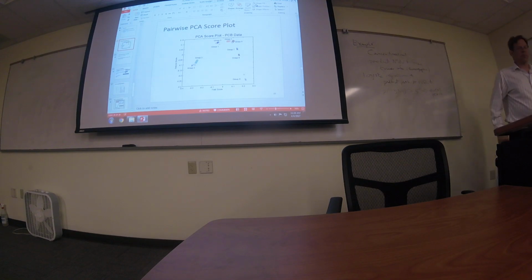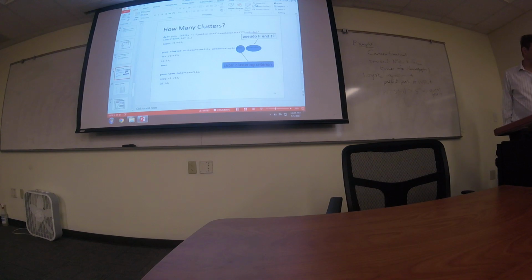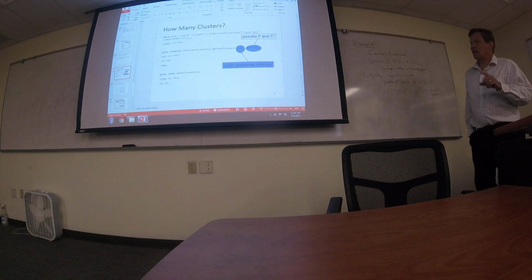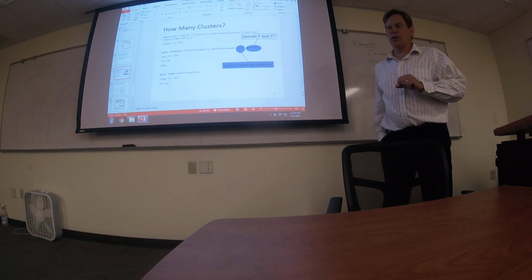A different software approach is finding groups in the data as well. There are a number of slides coming up that talk about how many clusters you have.